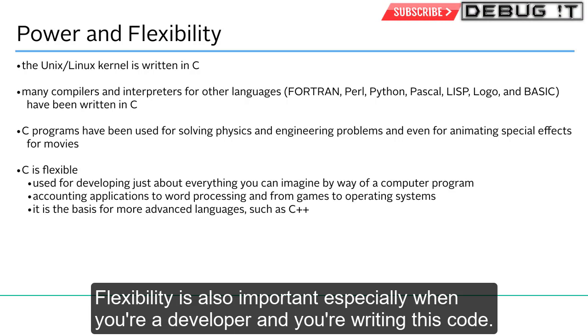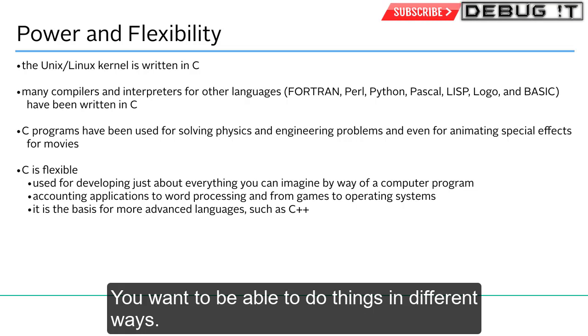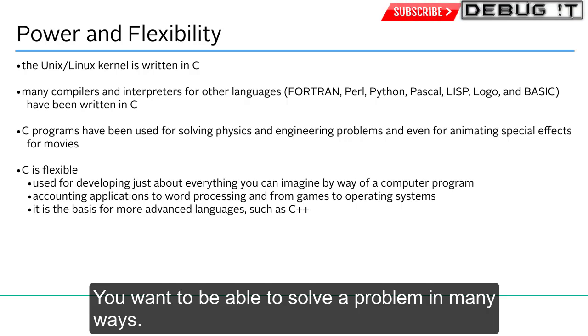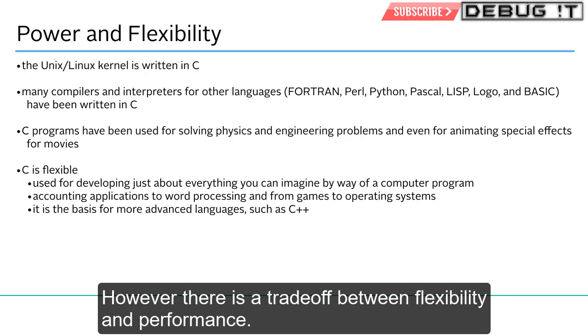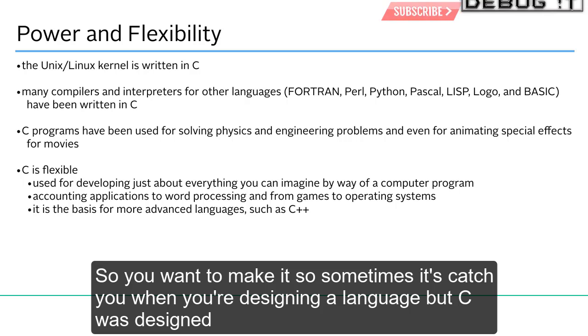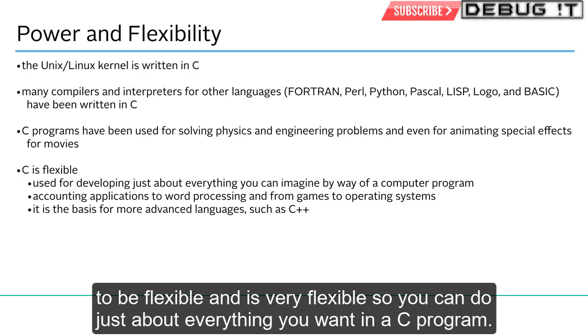Flexibility is also important, especially when you're a developer writing this code. You want to be able to do things in different ways. You want to be able to solve a problem in many ways. More flexibility, typically, the better. However, there is a trade-off between flexibility and performance. So sometimes it's tricky when you're designing a language. But C was designed to be flexible and is very flexible.